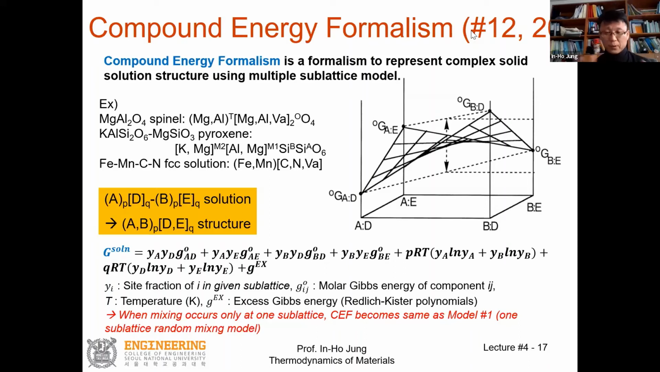We learn different solution models. The very first solution model we learned was the random mixing model, the one lattice random mixing model, like an FCC solution or alpha magnesium solution. And then we moved to the compound energy, and then to the quasi-chemical solution. The quasi-chemical solution can be used for both solid state as well as liquid state.